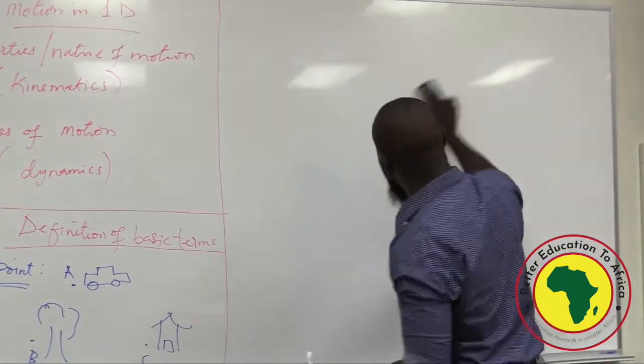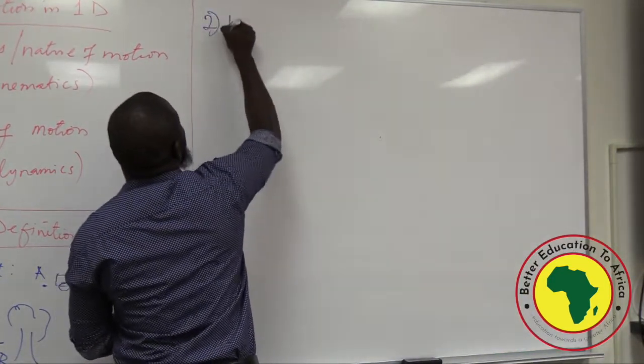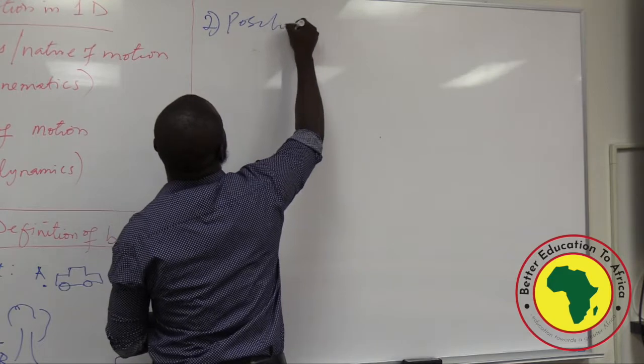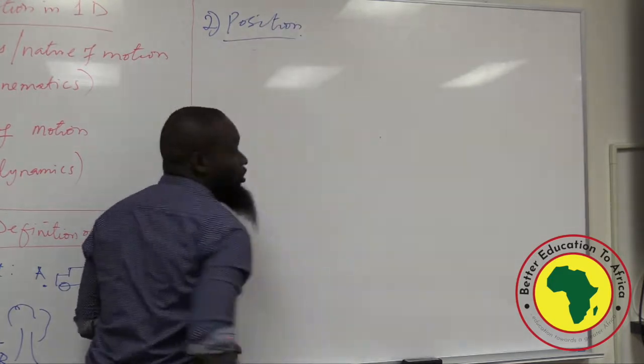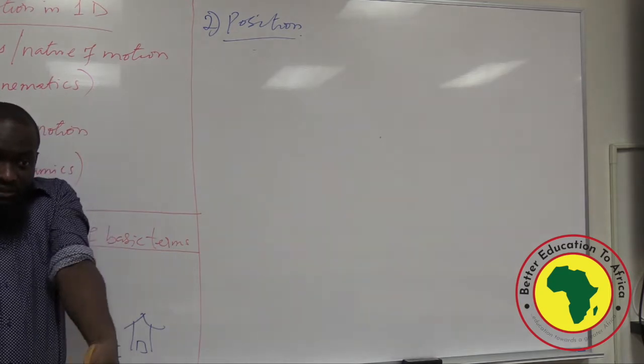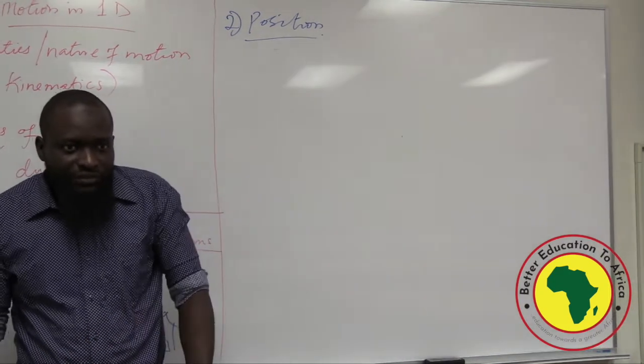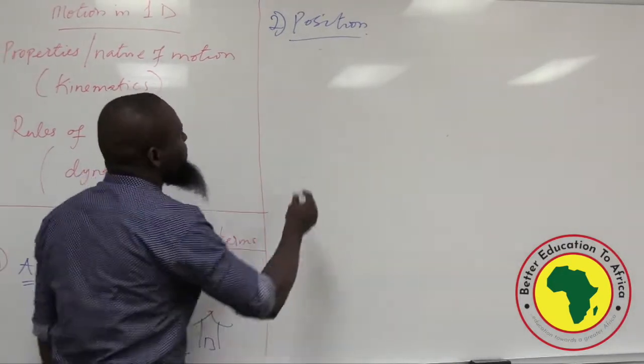We are getting there very soon, to the interesting part of this. So the second is the position. The position is the location of an object with respect to some reference. We usually take that reference as the origin, but it depends on you.